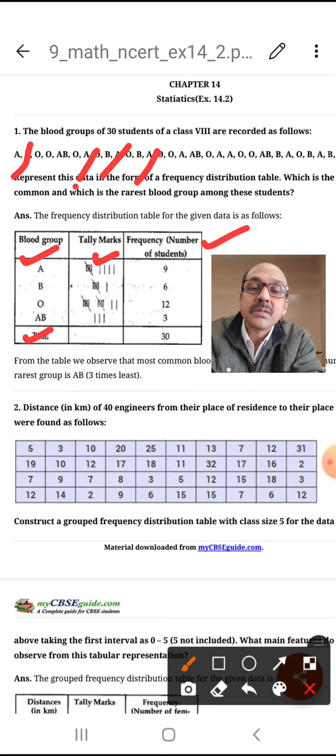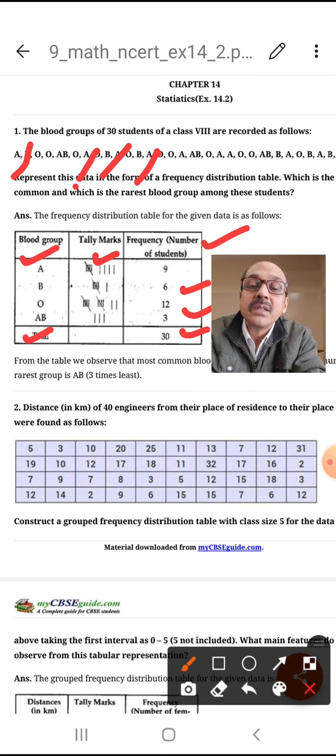So A is 9, and then you see how many B's are present here. 6 B's are there. So write 6. O, then how many O's are present here? 12 O groups are present. So frequency is 12, and then AB. Count AB. So 3 AB present in this question. So frequency of AB is 3.